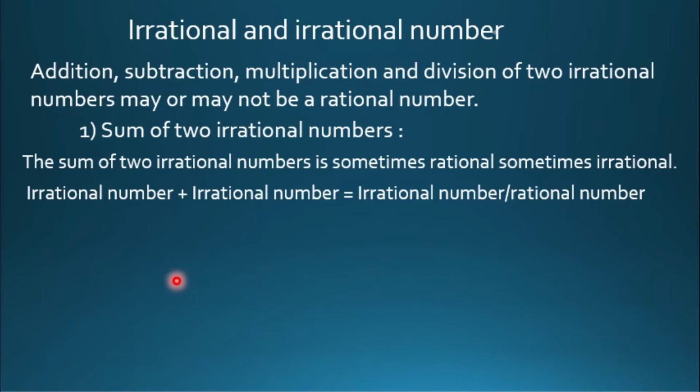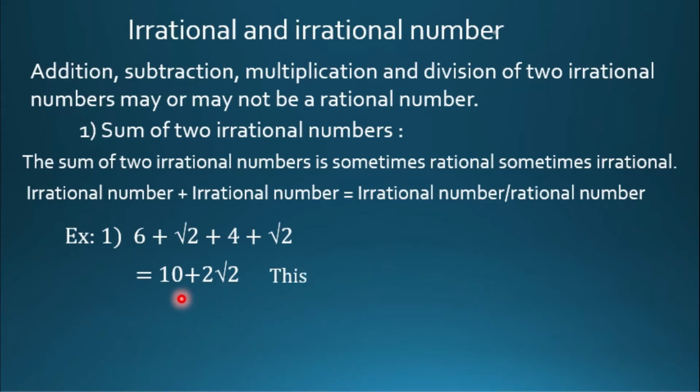For example, 6 plus square root of 2 plus 4 plus square root of 2 is equal to 6 plus 4, which is 10. Square root of 2 plus square root of 2 is 2 square root of 2. So 10 plus 2 square root of 2. This is an irrational number.